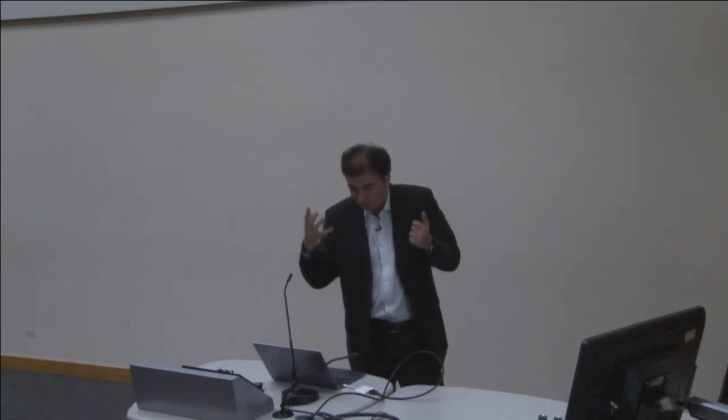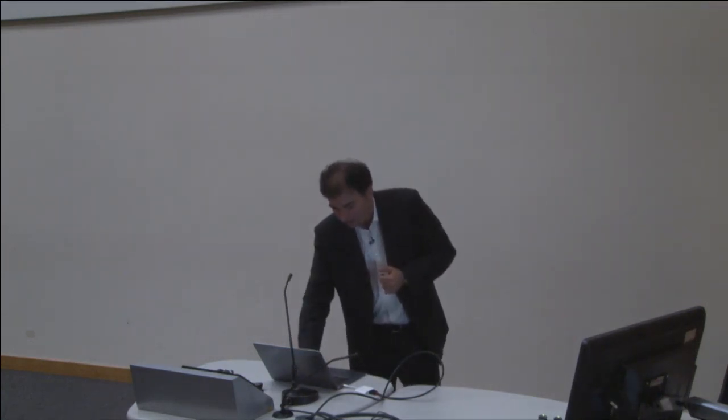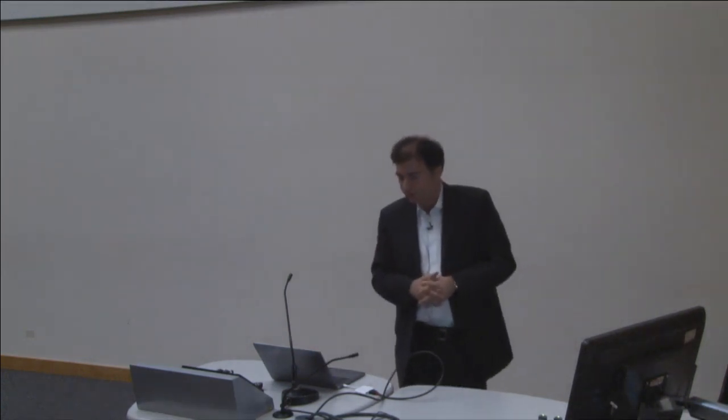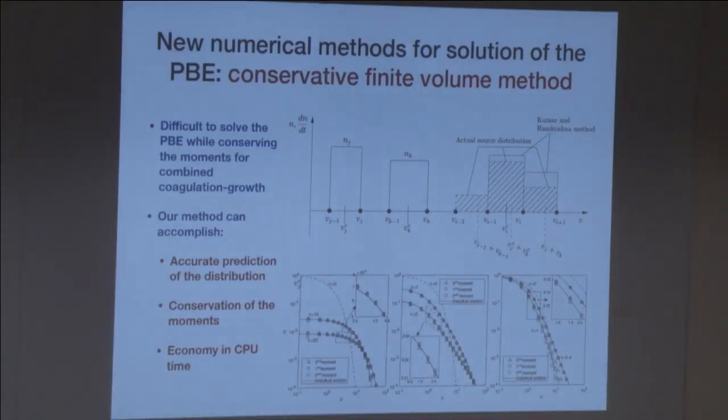This means that we also need few grid nodes and CPU efficiency, which is very important in this. The other method, which is a very recent development, and I'm very excited to talk about, is a conservative finite volume method, which tries to address coagulation-dominated problems.